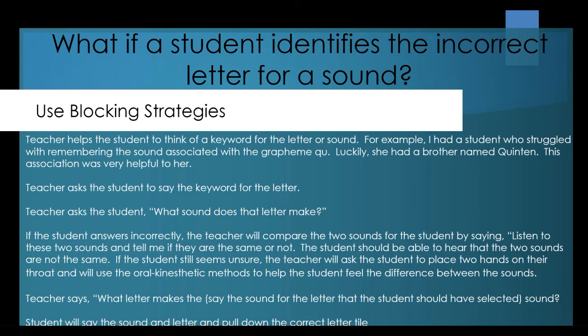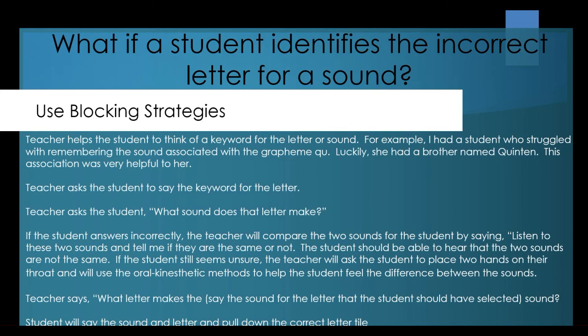One example of this is I had a student who struggled with remembering the sound associated with the grapheme QU, qu. But she had a brother named Quentin, and this association was very helpful for her. So you ask the student to say the keyword. Or if they don't know the keyword, you can have them pull out their card and they can turn it over and find their keyword. And then what sound does that letter make, or that letter combo make?